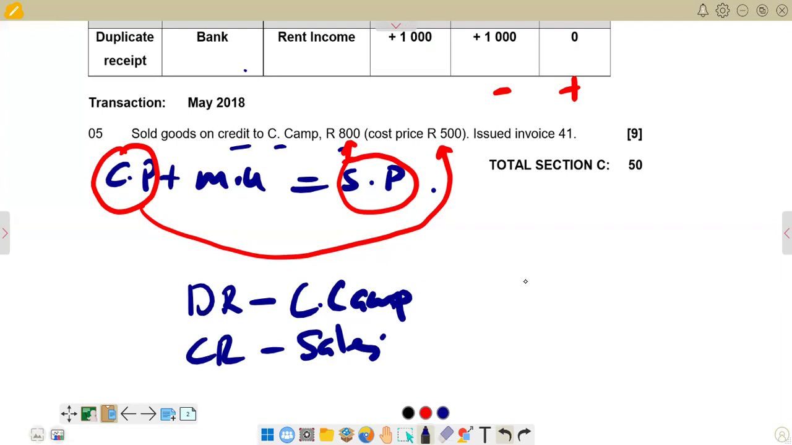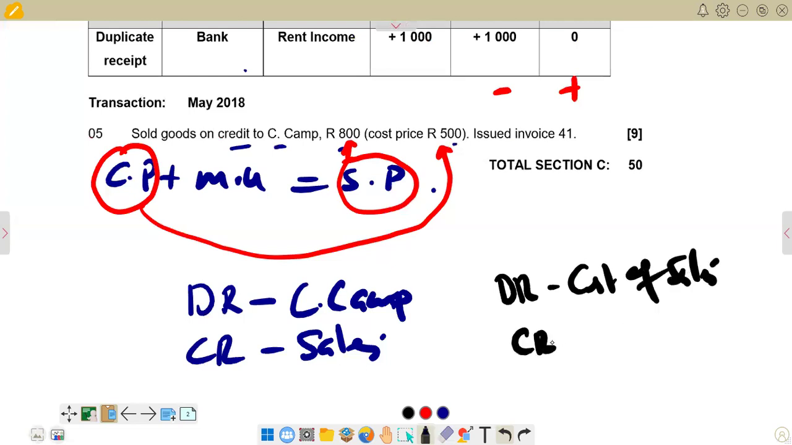The second double entry is the one removing the goods that have been sold at cost price, so we have 500 as the cost price of the goods sold. So what do we do now? Remember, we have cost of sales. For the second double entry, we debit cost of sales. And then we credit, remembering that these goods are going out of the business, so we credit the trading stock account. So we are doing this double entry of debiting cost of sales and crediting trading stock using the cost price, which is 500 rands.